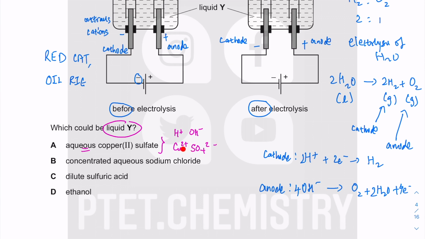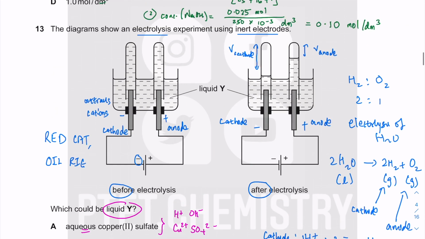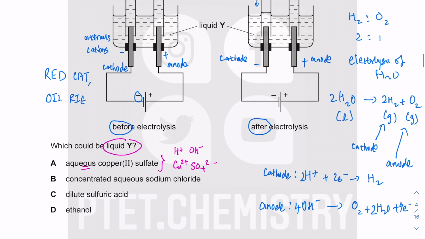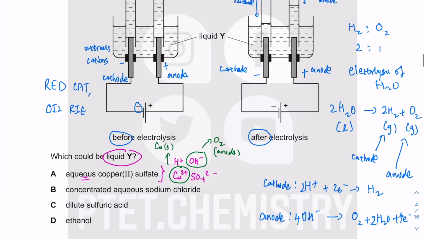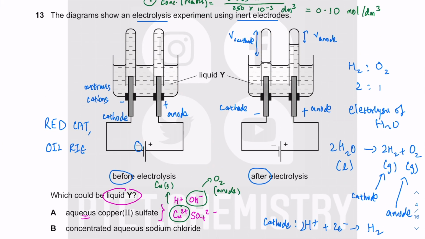Remember that copper is below hydrogen in the reactivity series, and we have inert electrodes, so we are not using copper electrodes, we're using things like graphite or platinum electrodes. So Cu2+ will be preferentially discharged at the cathode. I do not need to check the other one, but we know that OH- will be preferentially discharged. This will give you O2 at the anode, because anions go to the anode. But this one will give you copper solid at the cathode. You will not get a gas, which is hydrogen here actually, okay?